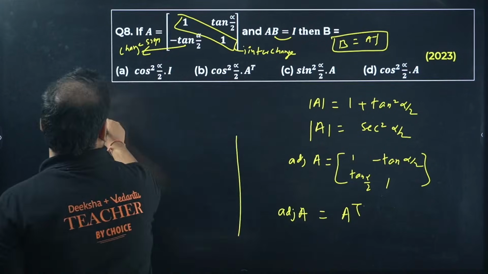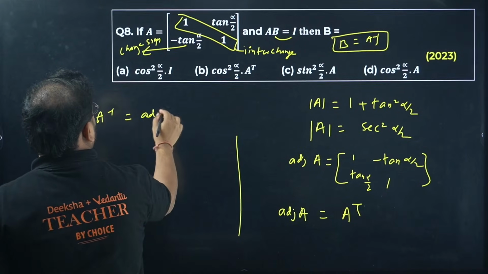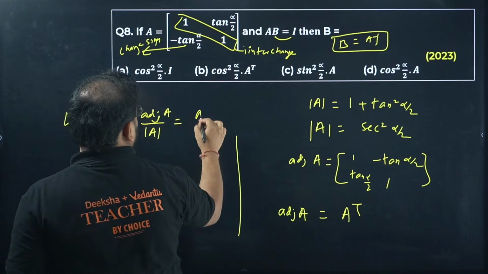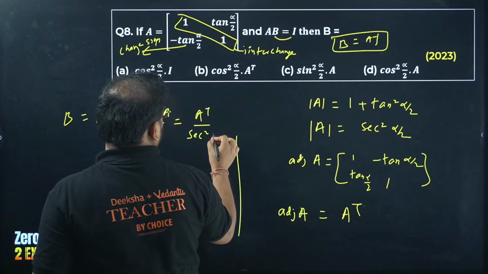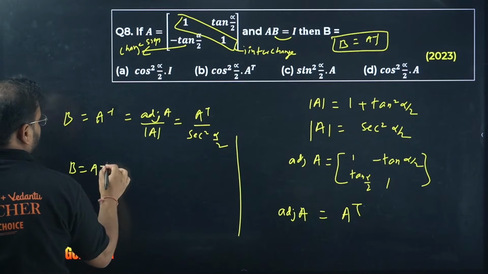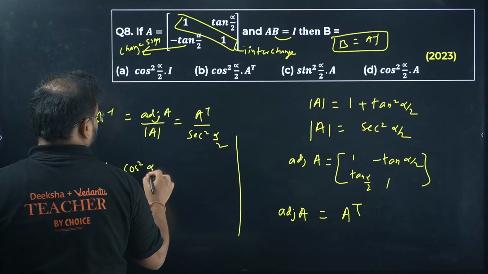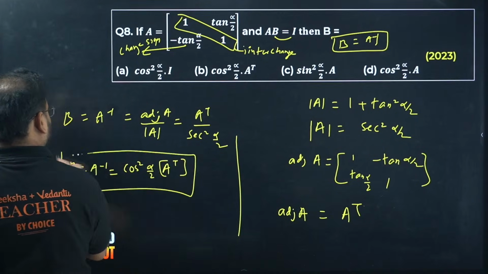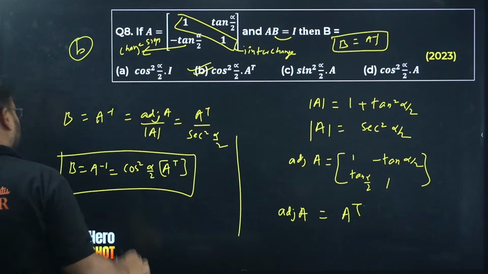So your answer for the inverse, which is nothing but the matrix B, is equal to adjoint of A by determinant of A. In this case, A transpose by the determinant, which is secant square of alpha by 2. So your matrix B is equal to A inverse is equal to what? Sec will go up, so cos square alpha by 2 times A transpose. Answer is B.